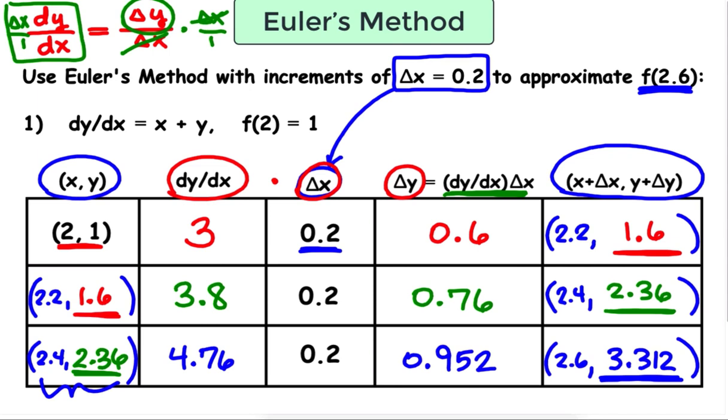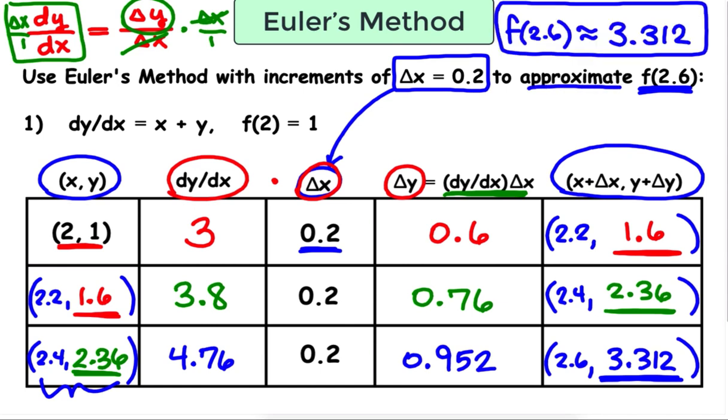So therefore, f of 2.6 is about 3.312. Remember, it's an approximation. If you didn't think that was too bad, that's good, because College Board never has 3 rows in their problems. They only go to 2 rows. I've never seen them go above 2 rows, at least not yet. Hopefully this won't be when it starts.